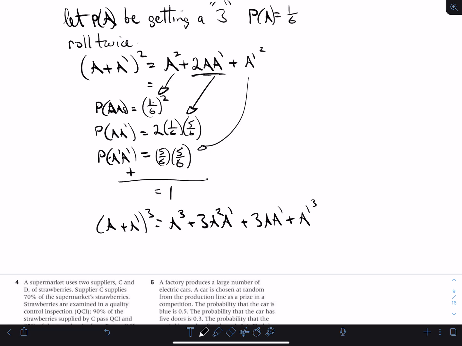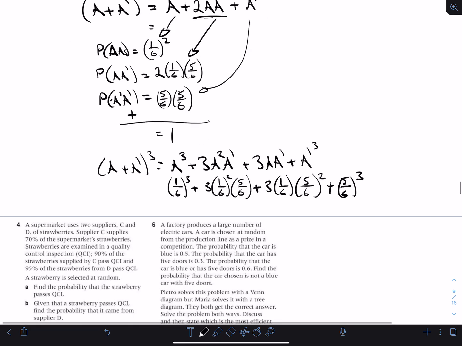So it'd be 1 out of 6 cubed to get 3 A's. It would be 3 times 1 out of 6 squared, times 5 out of 6. This would be the probability of getting 2 A's and not an A. This would be the probability of getting A and then not A twice in any order. And this would be the probability of getting not A 3 times. And that would, I guarantee, add up to 1.